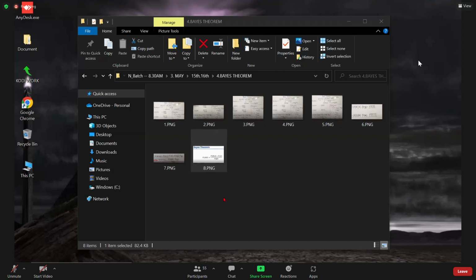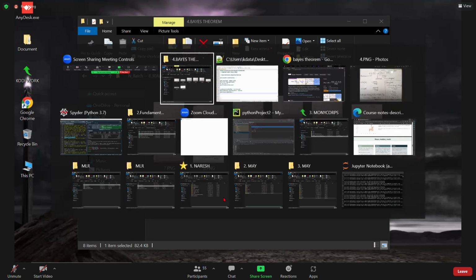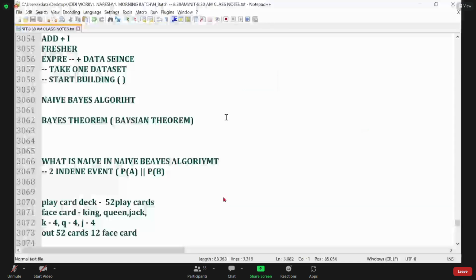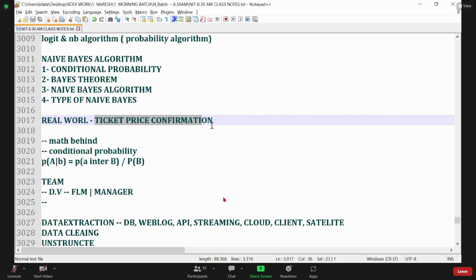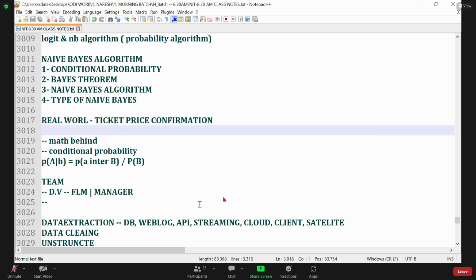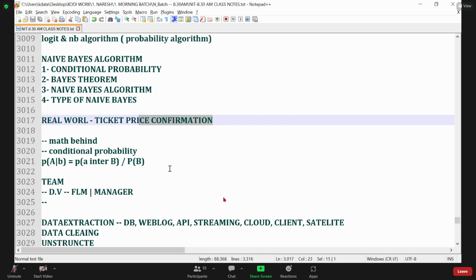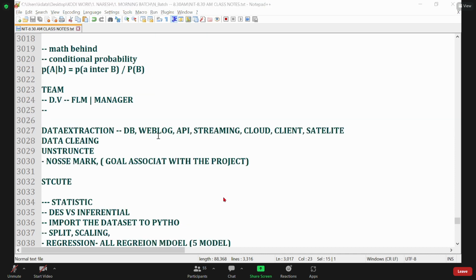Okay, where do you use it in real time, sir? Calm down, I will tell you. Did you attend the session or not? I don't know, what's your name? Clearly, I mentioned here the real world ticket price predictions. Did I mention? By that time I think you didn't join. Do you guys understand or not, guys? Now have a look at this.